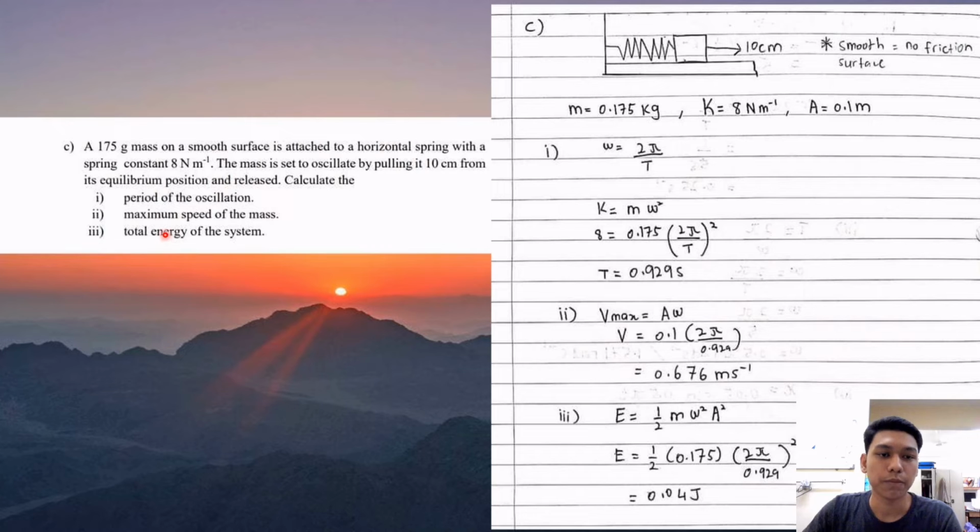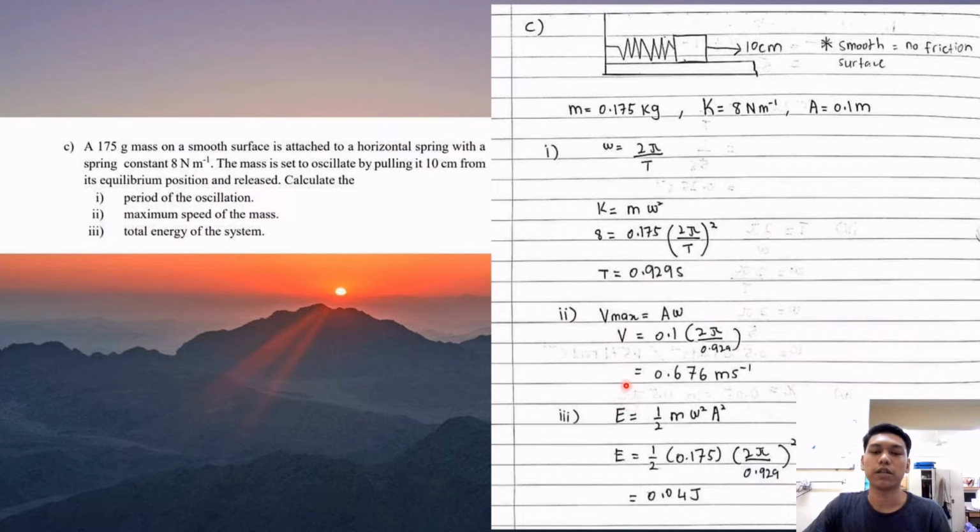Next is the maximum speed of the mass. So the maximum velocity is equal to A omega. So v equals 0.1, because the amplitude is 0.1, times 2 pi over 0.929, and we get 0.676 meter per second. And the last one is the total energy of the system.